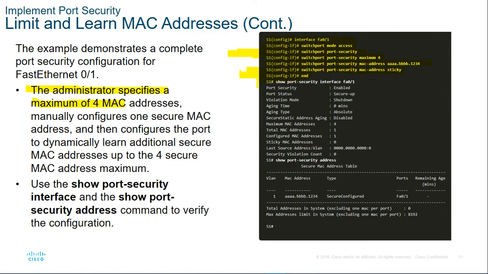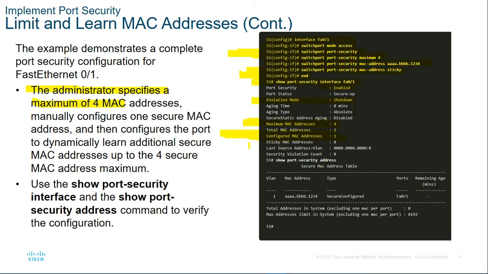To verify the configuration, you know what is the command? show port-security interface F0/1. If you execute the command, you can find out whether the port security is enabled or not, and you can see what is the violation mode configured and how many MAC addresses are allowed. See, we configured 4 MAC addresses, so here also it is 4, so it is done properly. And then we configured one MAC address manually. So configured MAC address is 1.